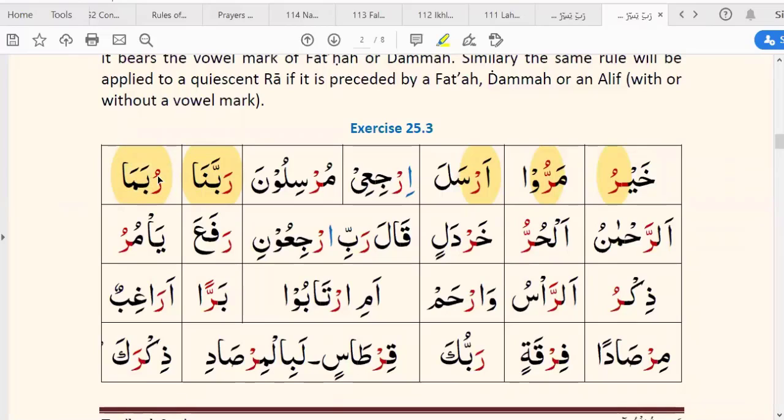Again, a dhamma stroke is present on top of Ra. Rubama.